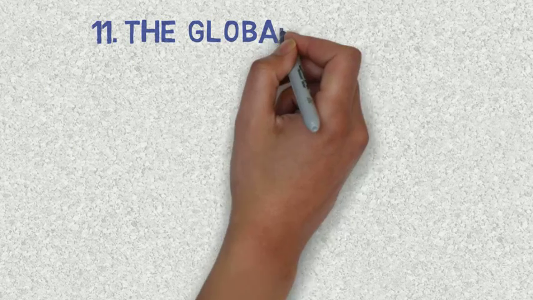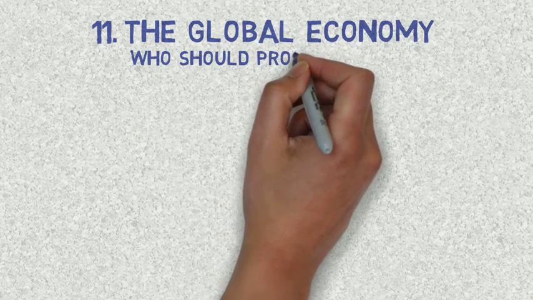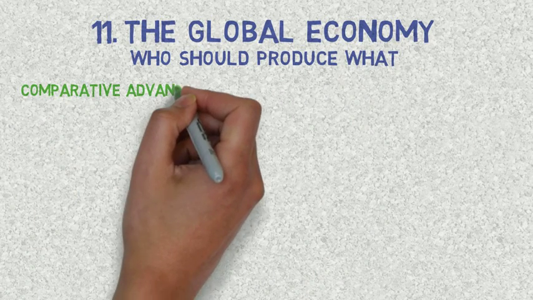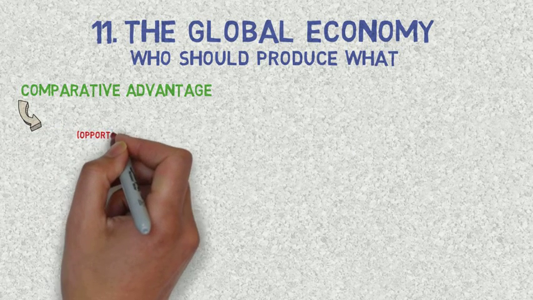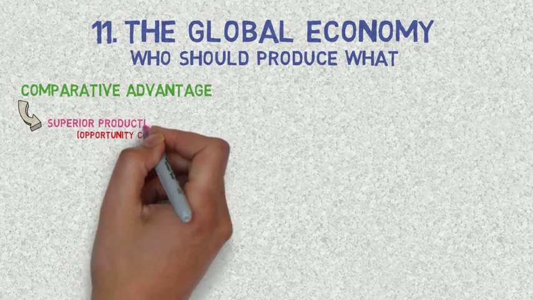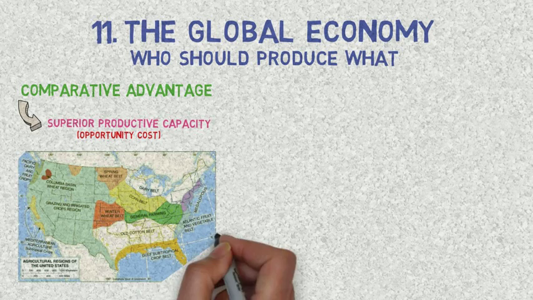Before understanding how trade might make everyone better off, let us introduce the concept of comparative advantage. If producer number 1 has a comparative advantage in the production of a given product, it means that his opportunity cost for producing each unit of this good is smaller than producer number 2. In other words, producer number 1 has a superior productive capacity when compared to producer number 2.